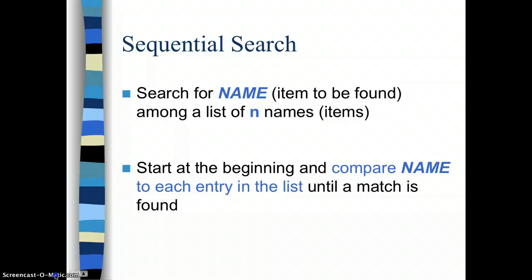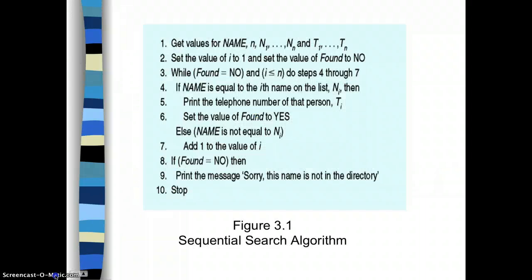As I mentioned, for the sequential search, we're going to search for a name among a list of names. Let's say we have 10 names in a list, then that means n would be 10. Let's pretend this is a directory that we're going to look at. We're going to start at the beginning, and then compare the name that you're looking for to each entry in the list until you find a match. And here's an algorithm of how you might do such a thing. We can walk through it step by step.